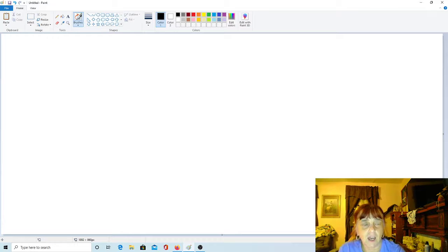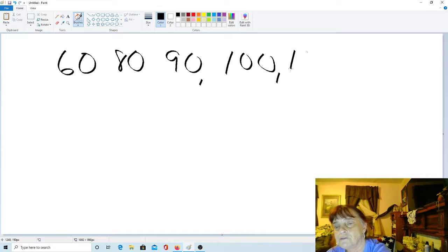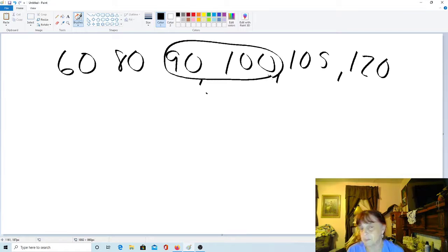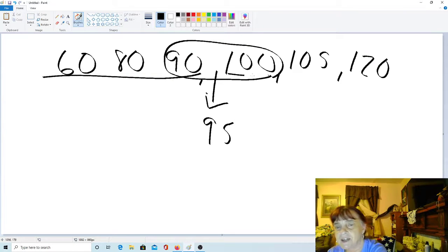So let's say that you have 60, 80, 90, 100, 105, 120. Okay, now to find the median of that set of data, we have to have a numerical order, which they're in numerical order. So what's the middle number? Okay, it'll be these two added together, divided by 2. 190 divided by 2 is 95. So that divides this data into 2 equal parts. You have this side and that side.